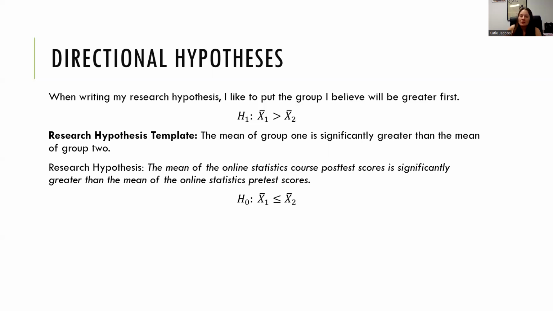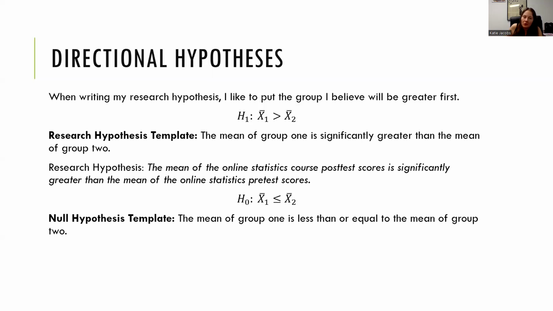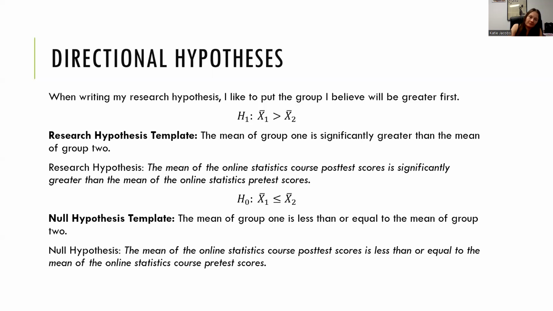And then we have X bar sub 2, so the mean of group 2. So our null hypothesis template: the mean of group 1 is less than or equal to the mean of group 2. There's a whole bunch of different ways that you could do this. This is just one way that you could write your hypotheses. But it's nice to have a template, especially when you're starting out in statistics and research, because you need practice to be able to do these things.